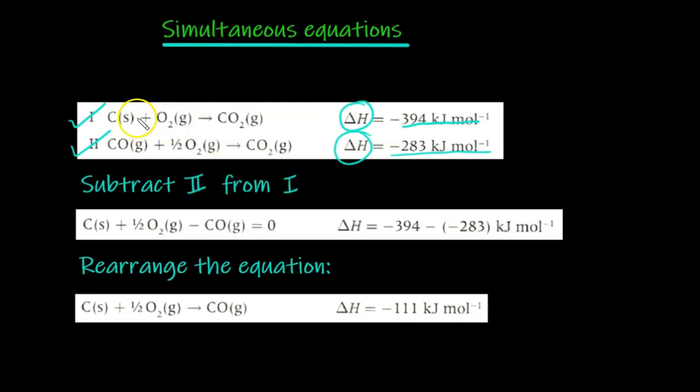So we get carbon minus carbon monoxide, then 1 minus half gives half oxygen, and the CO2s get cancelled out. So the change in heat for this reaction is negative 394 minus negative 283 kilojoules per mole. So after rearranging the equation, you get this equation, and the change in heat for this equation is negative 111 kilojoules per mole.